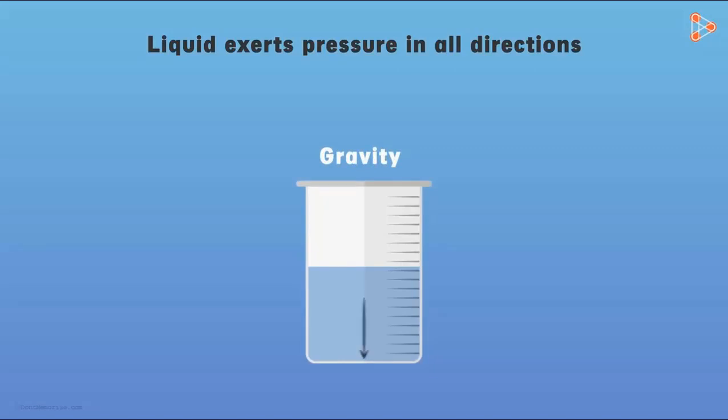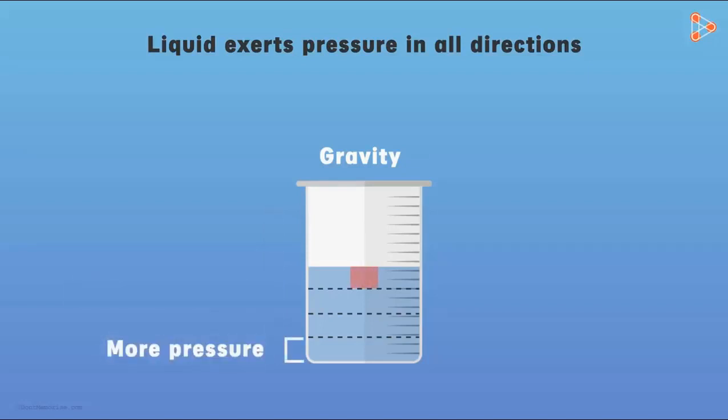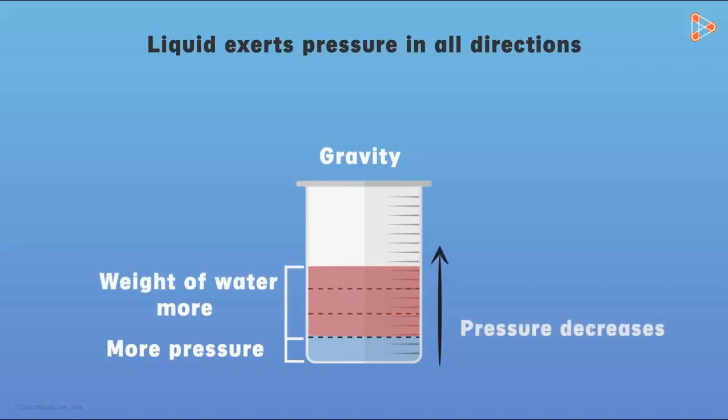If we divide this water into different layers, then each layer is being pulled down by the Earth. Due to this pull, water exerts downward pressure and this pressure is uneven throughout. That is, the bottom layer experiences more pressure than the top layer. This is because the weight of water above the bottom layer is more, and the pressure decreases as we go upwards. In fact, we saw that water exerts pressure in all directions and not only in the downward direction.